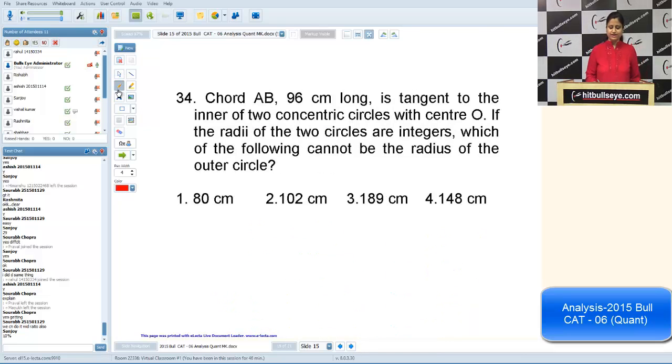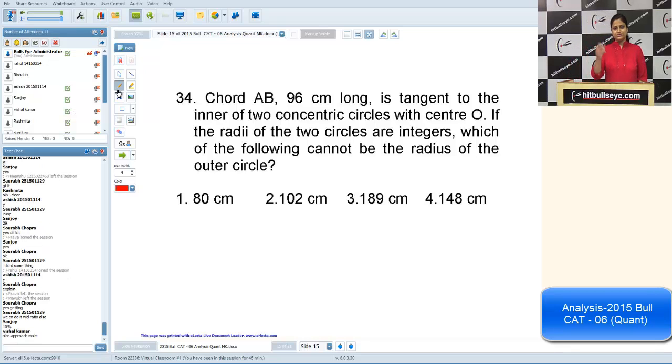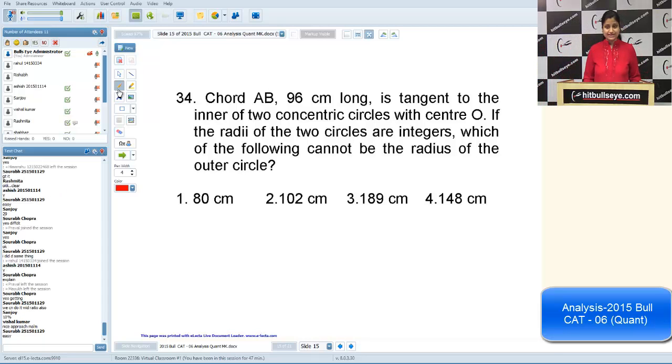Question number 34. Again, if you are comfortable in Pythagorean triplets, if you know a particular list of Pythagorean triplets, then again this question will be easy. Thank you, Vishal. Question number 34. Yes, should I explain the sum? Question number 34.